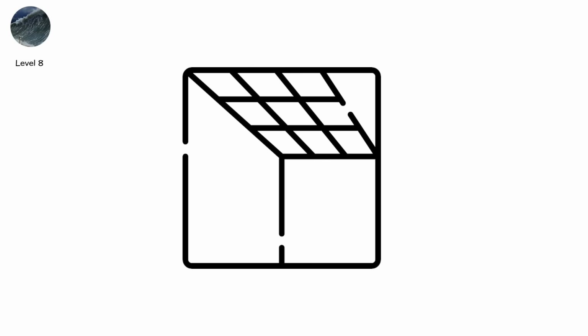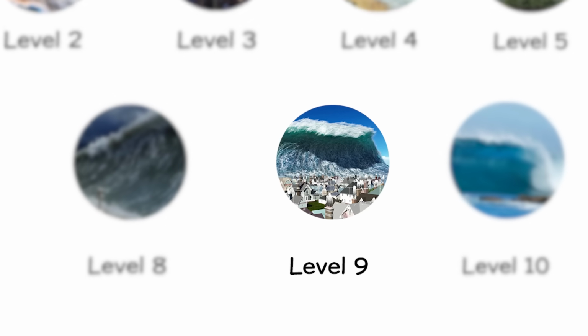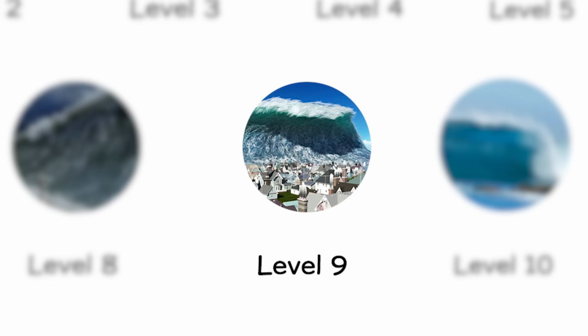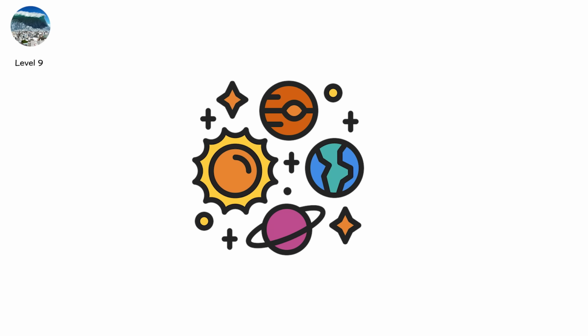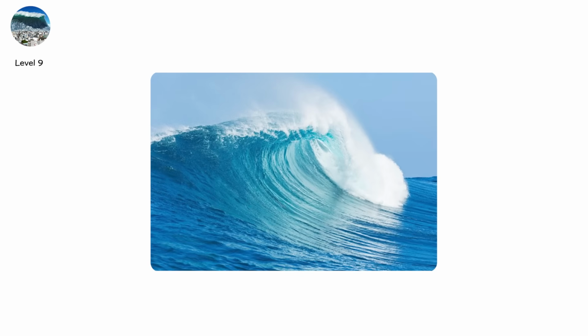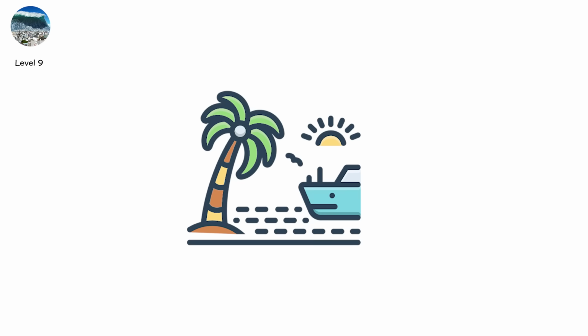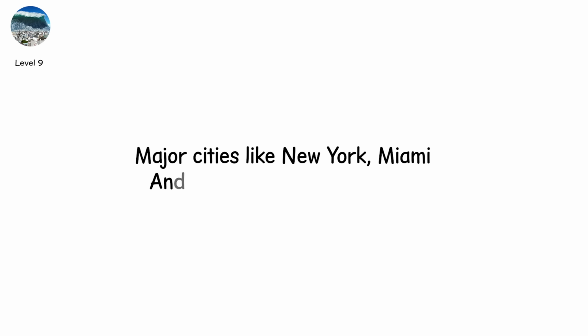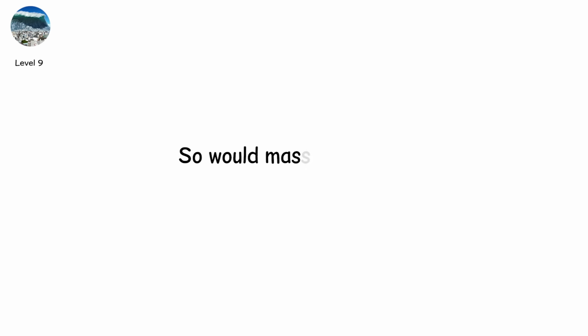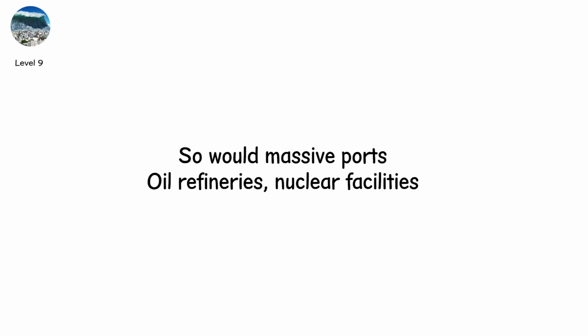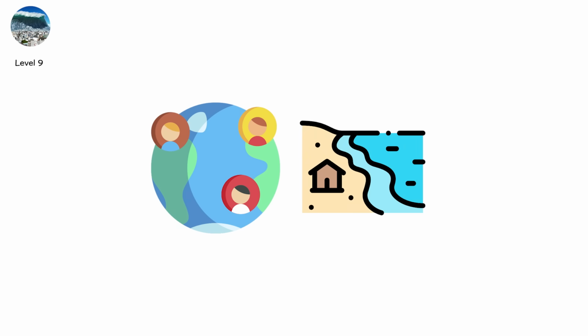And yet, that's not the ceiling. Level 9 is where modern civilization breaks. This isn't a tall wave. This is a planetary system crash. To reach this level, you'd need a wave exceeding 50 meters with reach, duration, and force on a scale never before recorded in history. It's not localized. It's continental. The entire eastern seaboard of the US could be threatened. Major cities like New York, Miami, and Boston would be exposed. So would massive ports, oil refineries, nuclear facilities, and global internet hubs, all of which hug the coastlines by design.